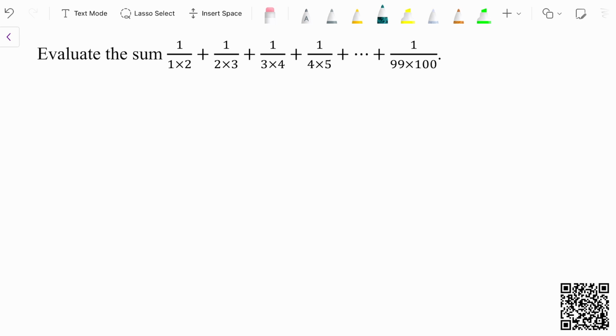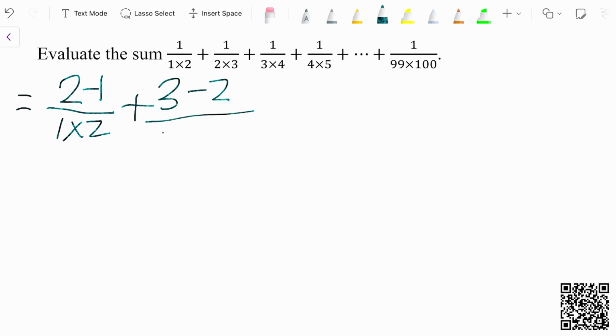So, what you can do is, without changing the problem whatsoever, you're just going to rewrite some numbers. That's the first step. For example, 1 over 1 times 2, you can write that as 2 minus 1 over 1 times 2, right? And you might be like, well, what does that do? That literally makes no change at all. Not yet. So then this can be written as 3 minus 2 over 2 times 3.